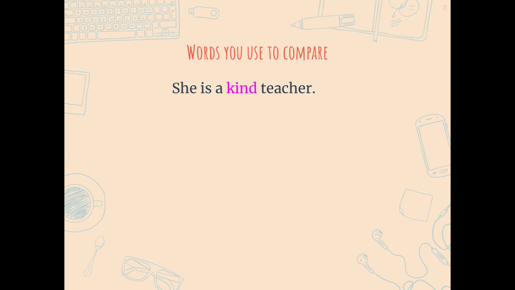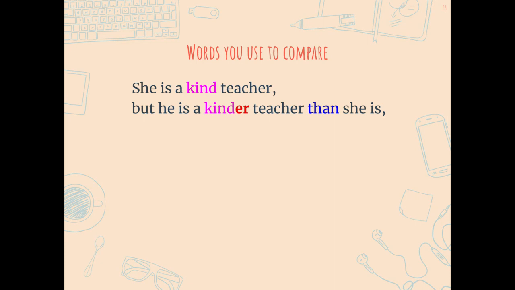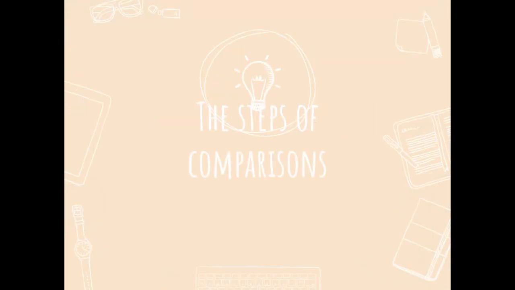I compare nothing in this sentence. She is a kind teacher. Nothing to compare. But all of a sudden, there's another teacher and he is a kinder teacher than she is. So now I am comparing two teachers. And then there is a third teacher, and that teacher is the kindest teacher of all. Three teachers, three comparisons. One is kind, the other one is kinder, and then we have the kindest. This is what we call the steps of comparisons.